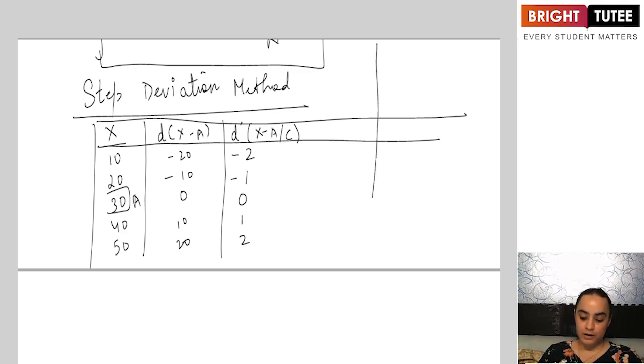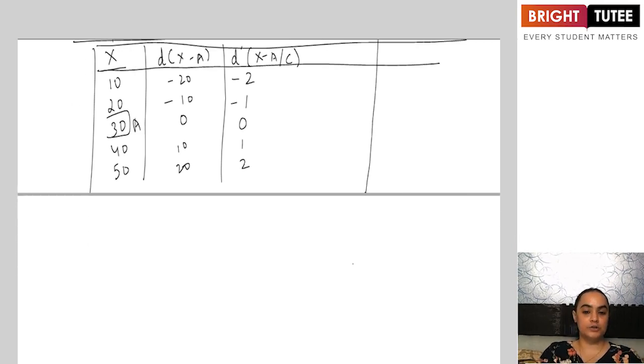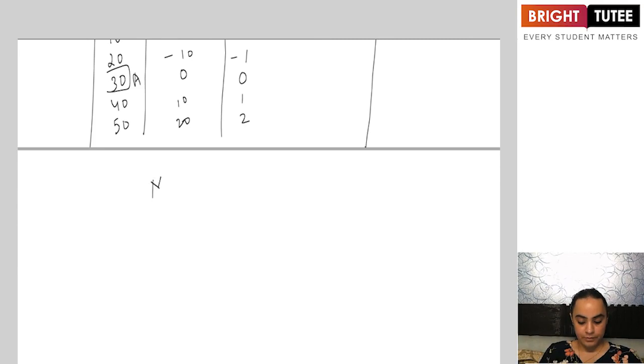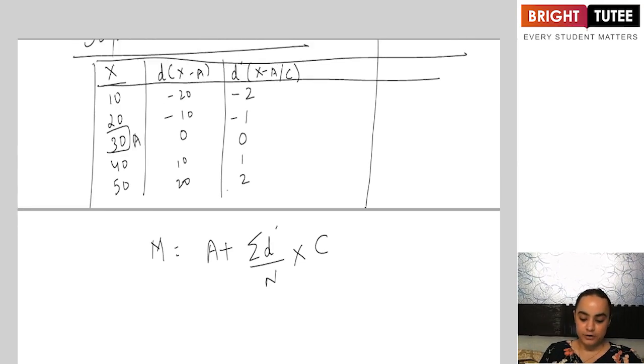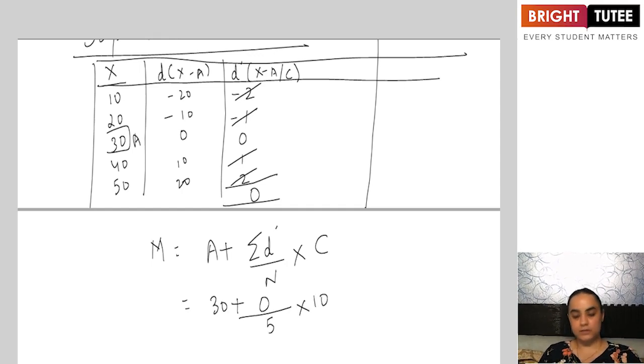Now, what is the formula for calculating the mean according to the step deviation method? The assumed mean plus sum of d dash divided by n into c. So now I have to calculate the sum of this. Again, 1 minus 1 cancel out, 2 minus 2 cancels out. I get 0 over here. Apply the formula. A was 30. Sum of d dash is 0. N is 5 and the common factor is 10. Since here we have 0, this entire term becomes 0. So what is my mean? 30.